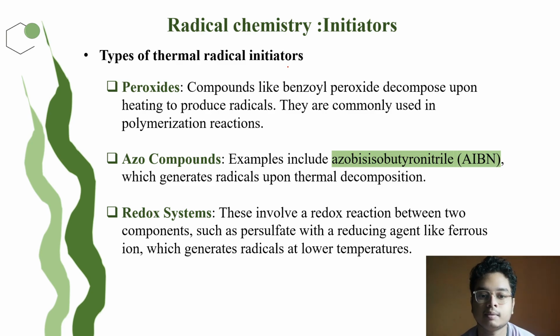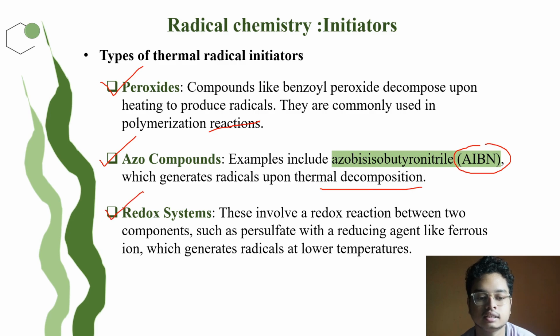So there are different types of thermal radical initiators. The first type is peroxides. A compound like benzoyl peroxide decomposes upon heating to produce radicals, and these peroxide radicals are commonly used in polymerization reactions. Next is the azo compound. This is very important. An example is azobisisobutyronitrile, AIBN, which generates radicals upon thermal decomposition.